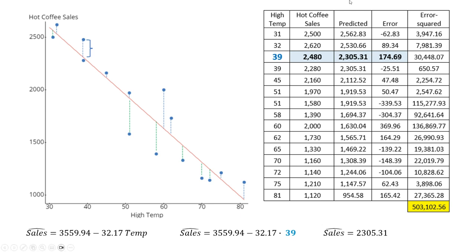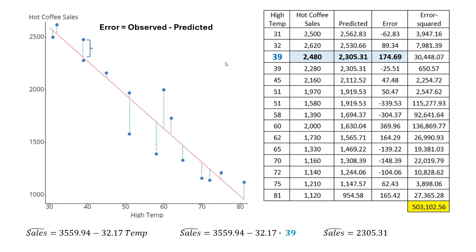So that's where this predicted value comes from. That's what the model would predict. This right here, 2480 for this particular day, is what we observed in sales, but the model would have predicted it a little bit lower. Now, what you might wonder is, what are the other two columns? Well, hold on. I want to keep focusing in on that 39 degrees.